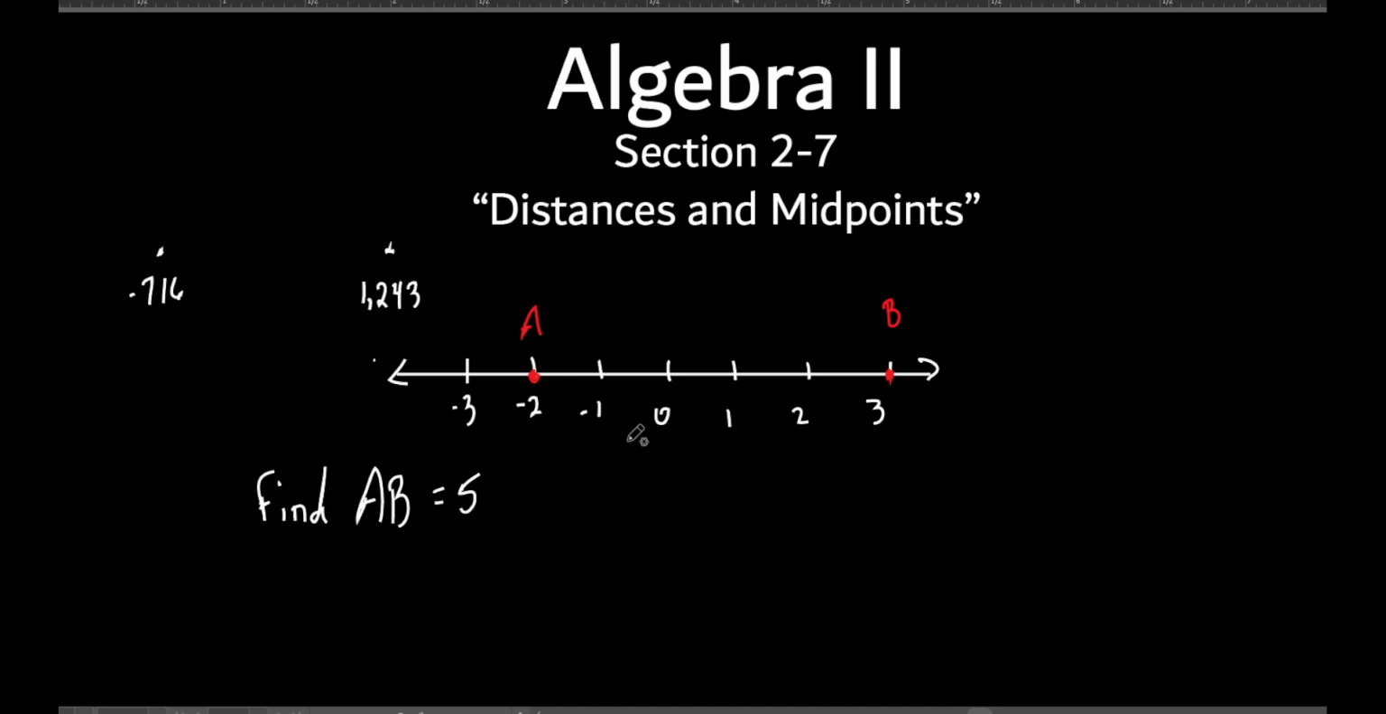Does it matter which order you subtract them in? Yes. Well, it doesn't if you do something. I'll show you in a second. Let's just go for A and B. So let's go -2 minus 3. What is that?